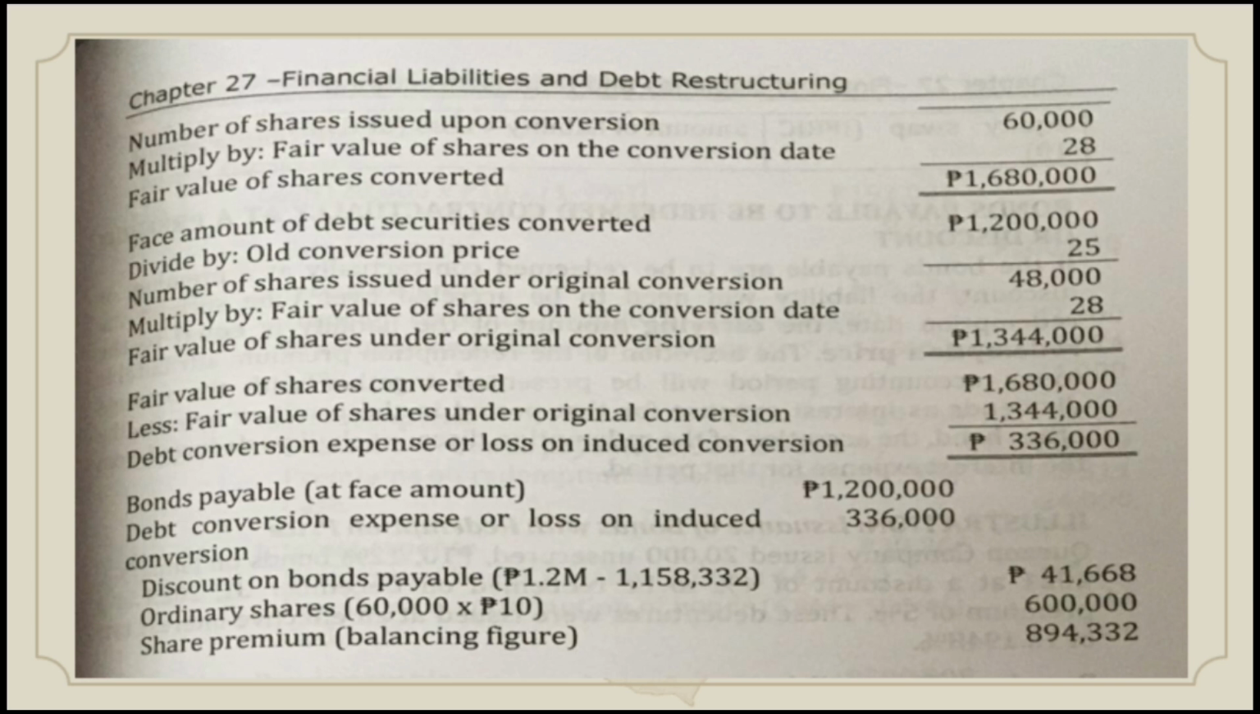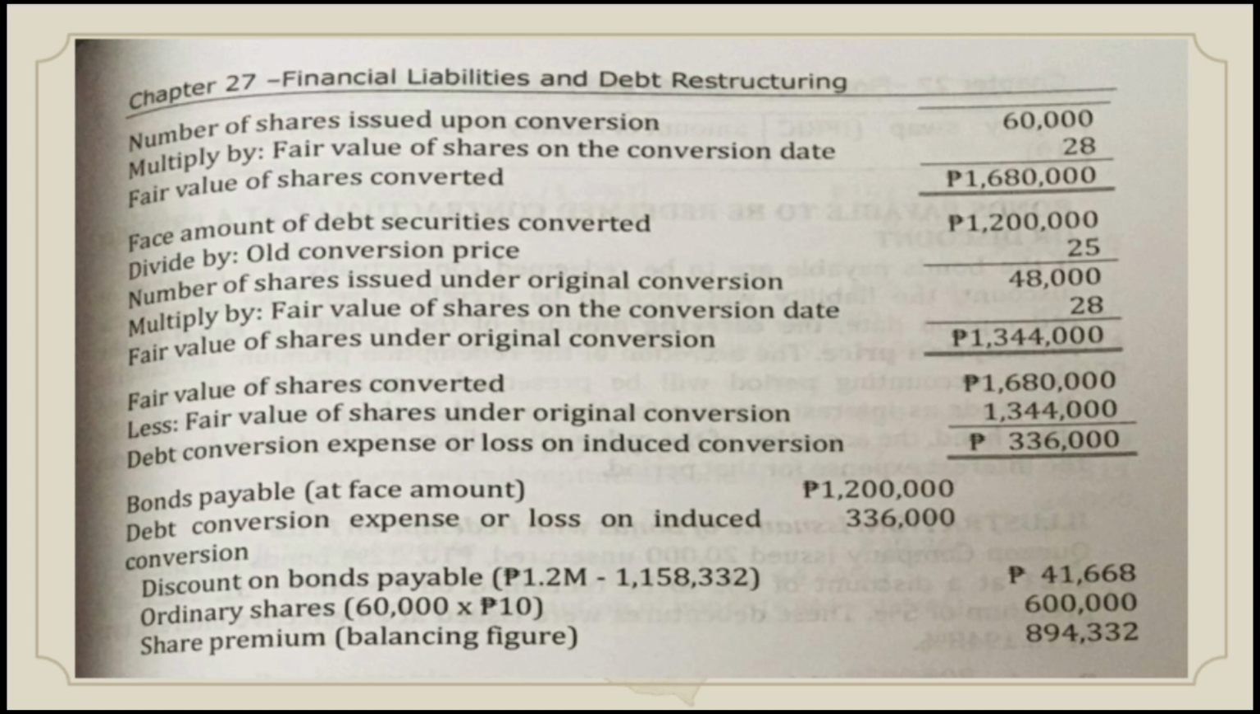Then, ang atong last nga kuhaon is ang debt conversion expense or loss on induced conversion. So, ang fair value of shares converted ato siyang minusan sa fair value of shares under original conversion. So, fair value of shares converted, 1,680,000 minus sa fair value of shares under original conversion nga 1,344,000 pesos. So, equal siya og 336,000 pesos. Mao ni ang loss on induced conversion.